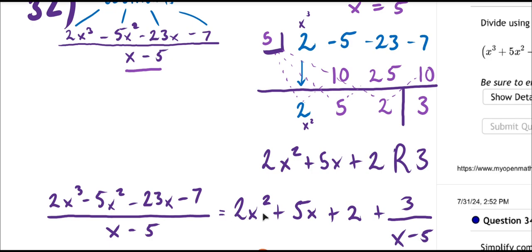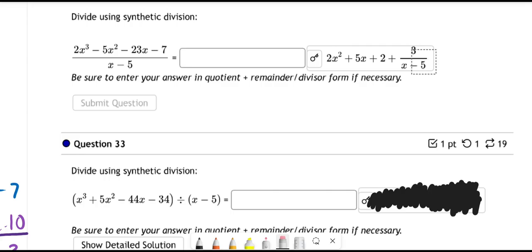To write this in quotient plus remainder form, we can write the dividend divided by a divisor as equal to a quotient plus the remainder over the divisor still. So we write that 3 here, we put it over the x minus 5 still, and our quotient polynomial goes out front. This is very reminiscent of a mixed number, when you had an improper fraction and you wrote it as a whole number part plus a proper fraction. We check our work and it looks pretty good. Let's go on to the next one.